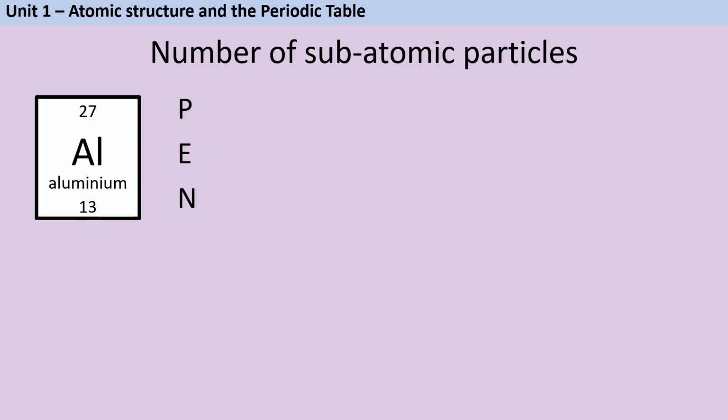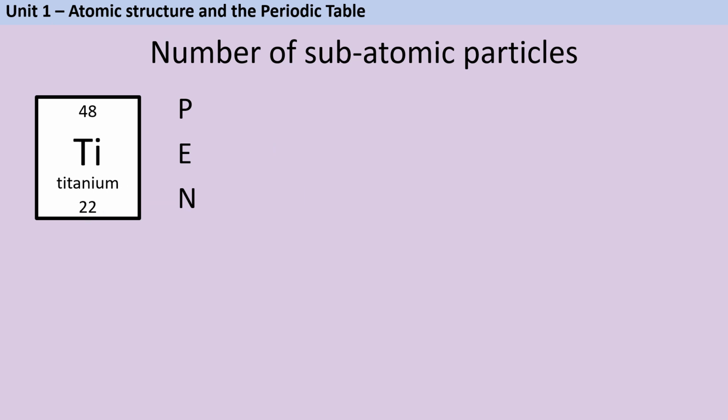Aluminium has an atomic number of 13, so therefore it must contain 13 protons. Since the number of protons and electrons in an atom is the same, an atom of aluminium must also contain 13 electrons. And then to work out the number of neutrons, I'm going to do 27 subtract 13 to give me 14 neutrons. Here's a final example.